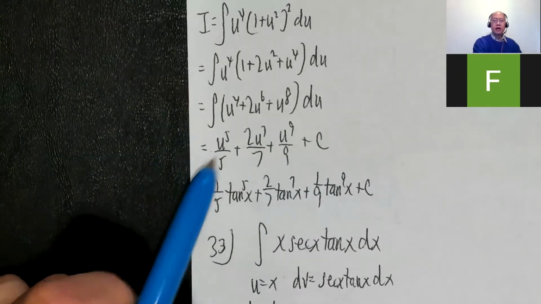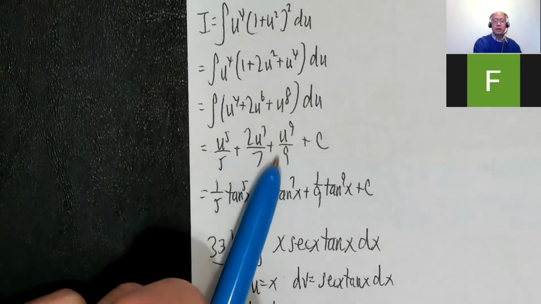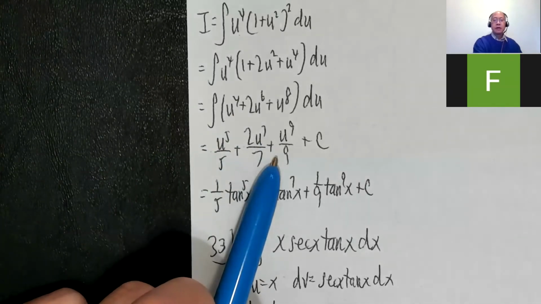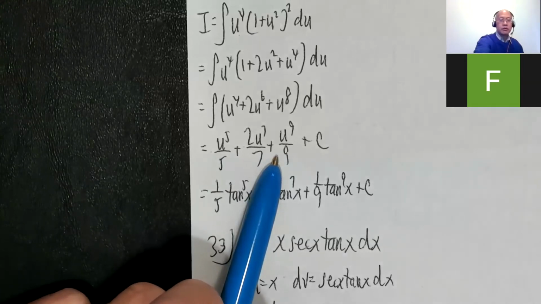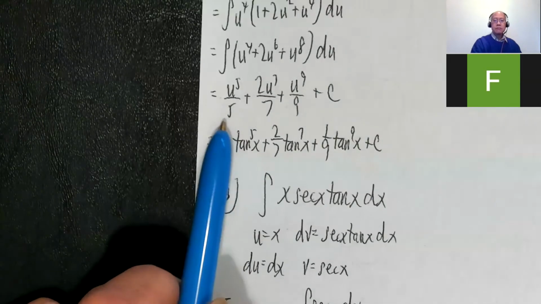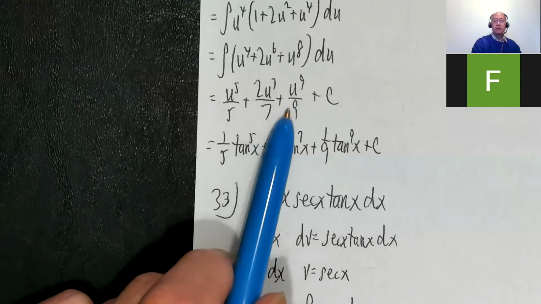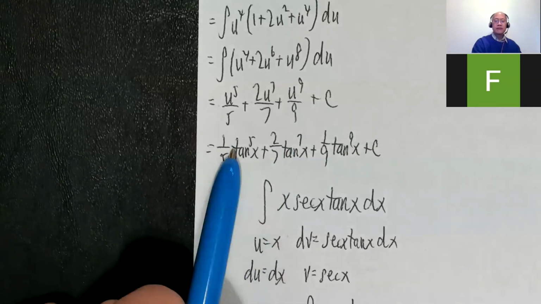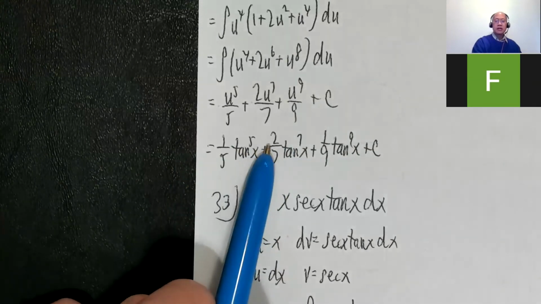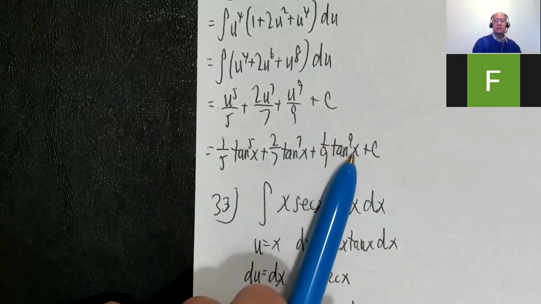U to the fifth over 5 plus 2u to the seventh over 7 plus u to the ninth over 9. And the last step is to change u back to what it was. It was tangent x. Okay. And now I like to write these as coefficients: 1/5, 2/7, 1/9. So 1/5 tangent to the fifth x plus 2/7 tangent to the seventh x plus 1/9 tangent to the ninth of x plus c.